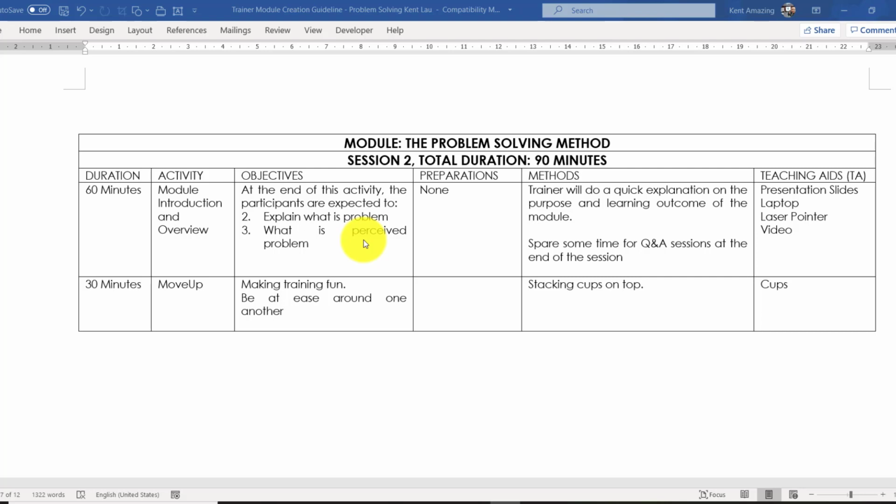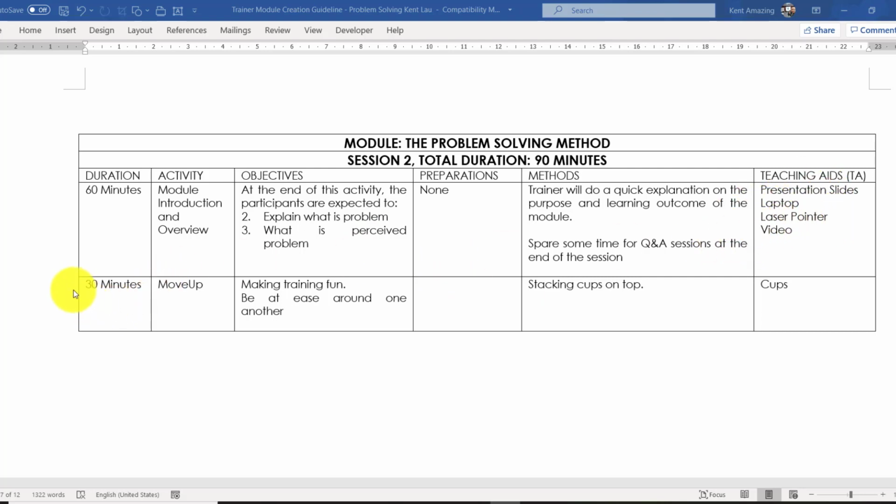Some people look at a problem and say, well, that's not a problem. That's because in that person's mind, there is no such problem. He has the tools, the skills, the mindset to solve it. So that's not a problem for him. And that's the teaching aids.